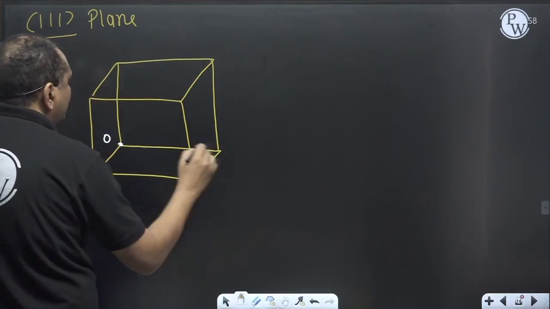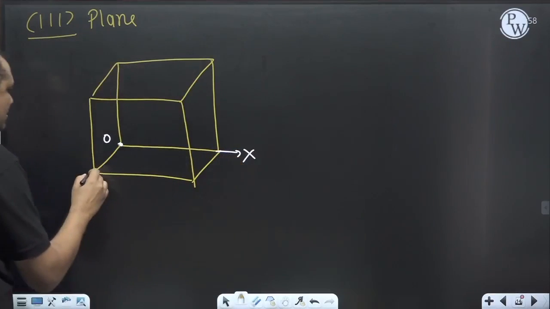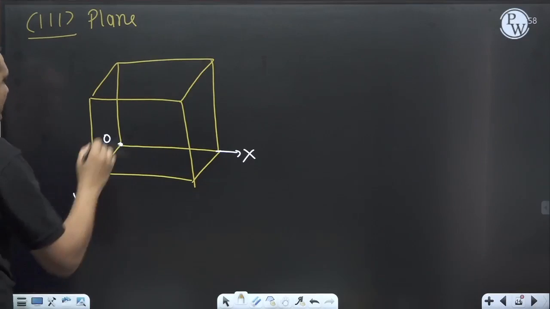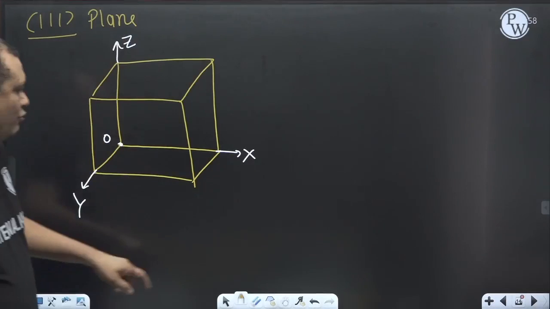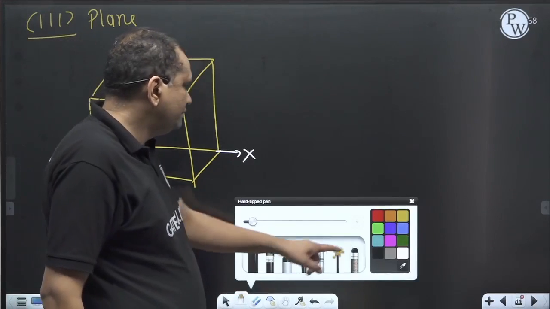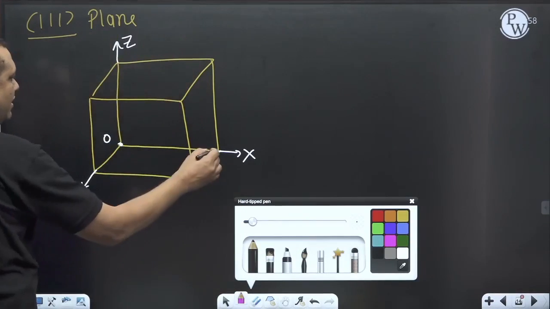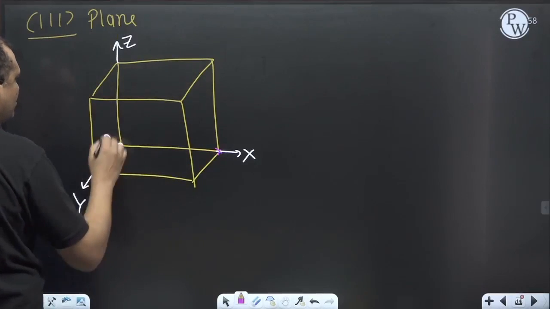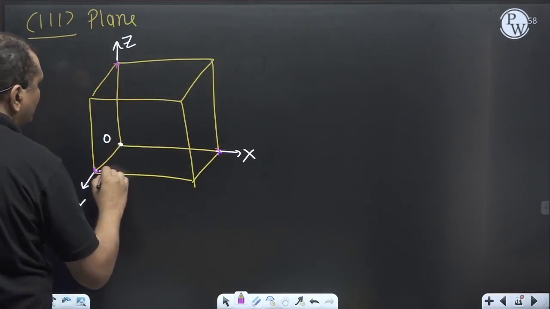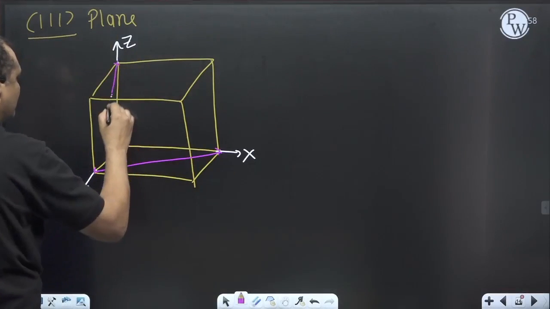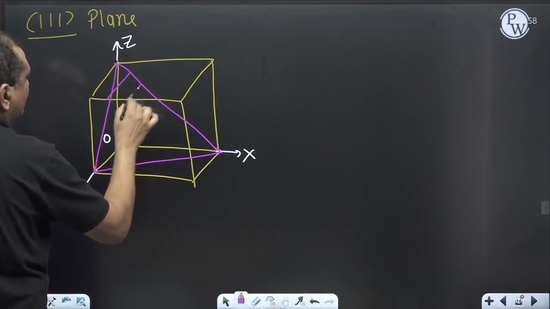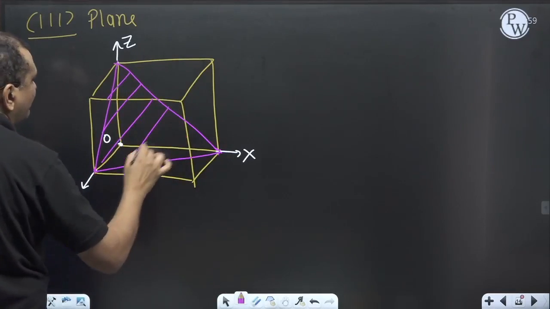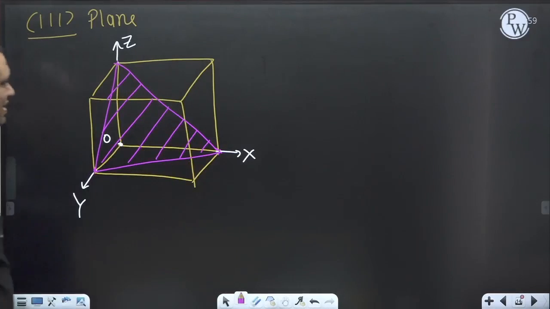This is our origin. X, Y, Z. The 111 plane will be x equals 1, y equals 1, z equals 1. Join these points. This is your 111 plane.